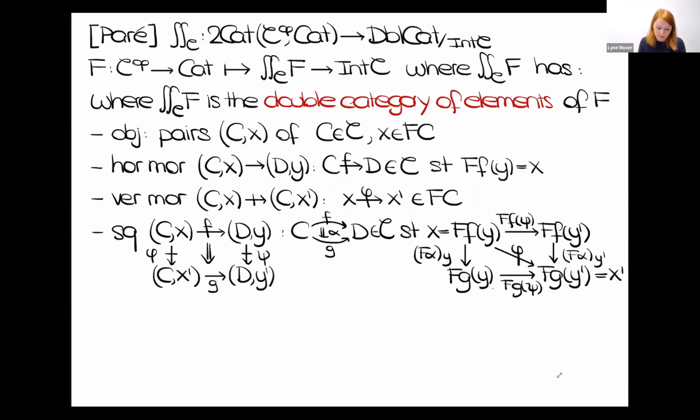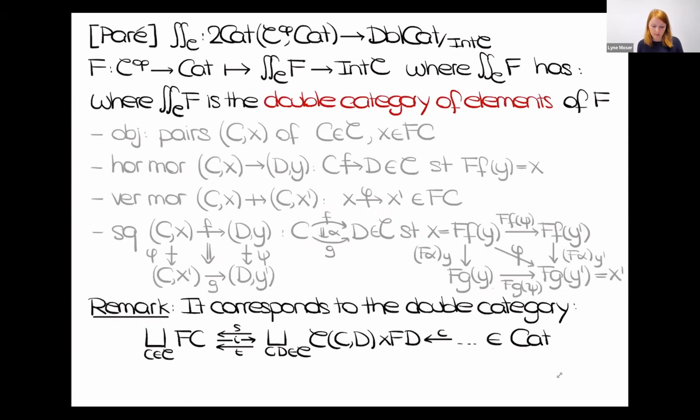And then the squares, they are the two cells satisfying some condition. And so again, what we can see is that this just corresponds again to the double category described by this diagram. So where at level 0, we put the coproduct of all the categories FC, and at level 1, we put this category of morphisms from C to D times the category FT.